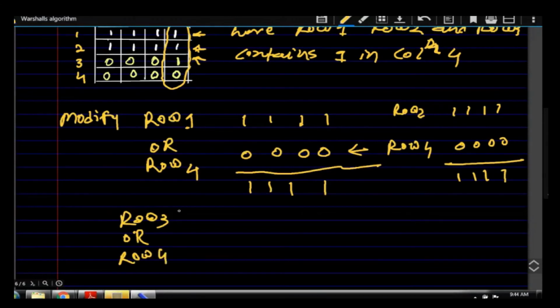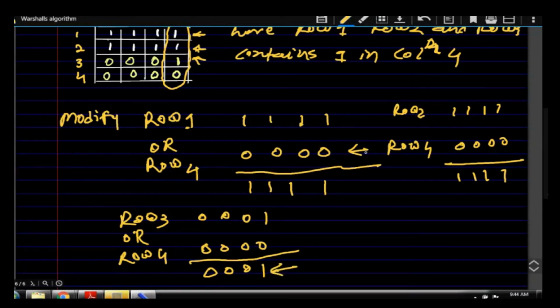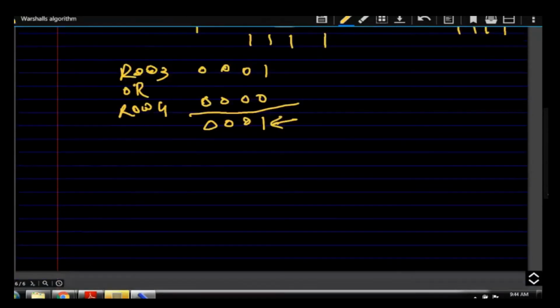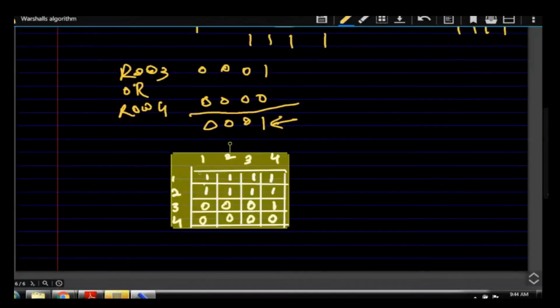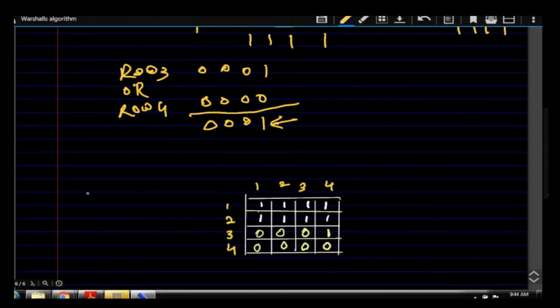So what is row 3? 0001 and row 4 is 0000. OR this and we will get the same number, 0001. That means neither row 1 is changing, nor row 2, nor row 3. Everywhere you are getting the same row 1, same row 2, same row 3. That means no modification is required. So finally you have got the transitive closure. So this is your transitive closure.